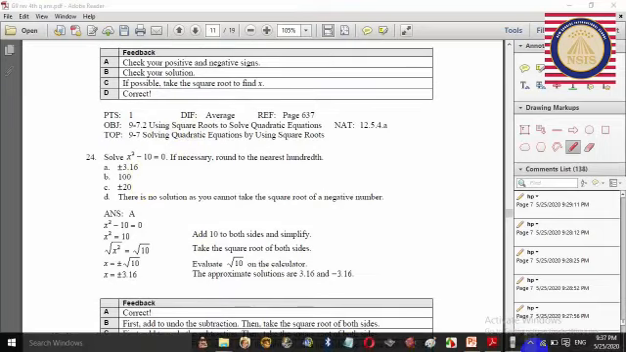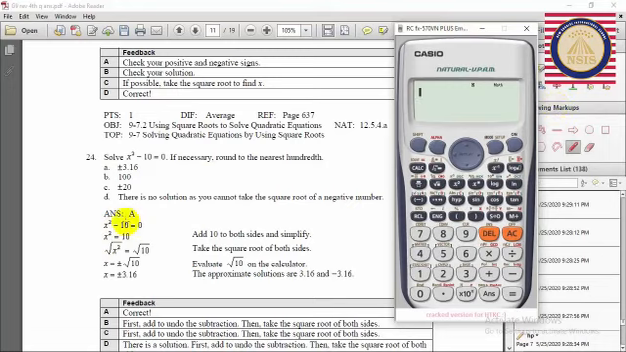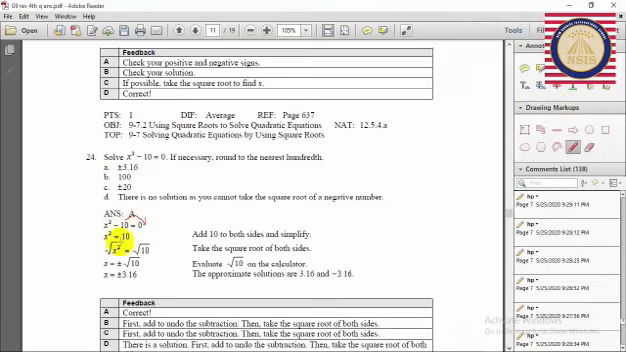Why are we going to use the calculator? Because we have a number here that is not a perfect square. Look here, x power 2 minus 10 equals 0. So the negative 10 will go to the other side with positive, so x power 2 equals 10. If I get the square root of each side, x equals plus or minus. Don't forget the plus or minus here. Plus or minus square root 10.